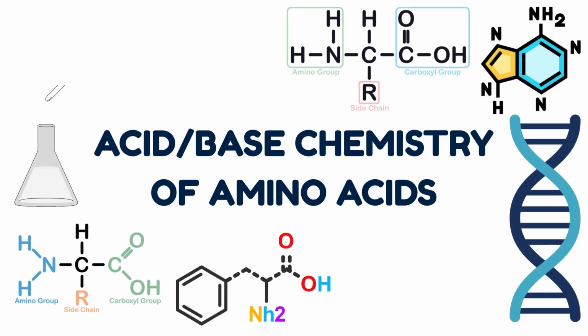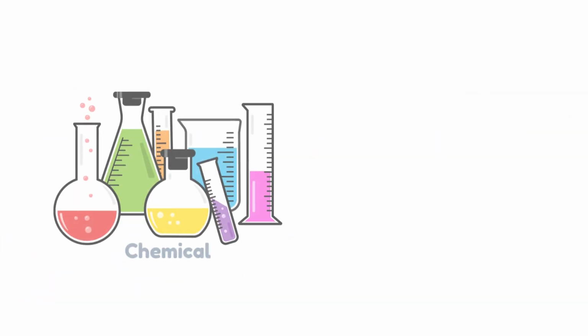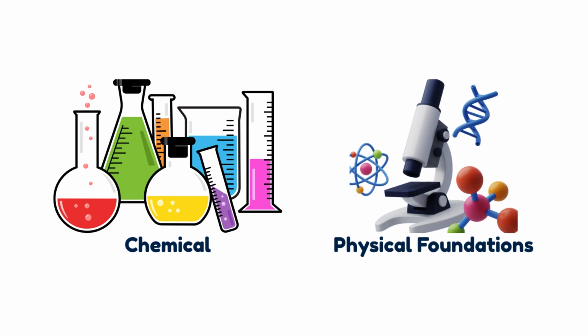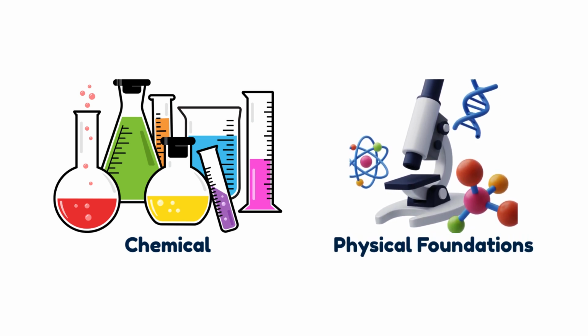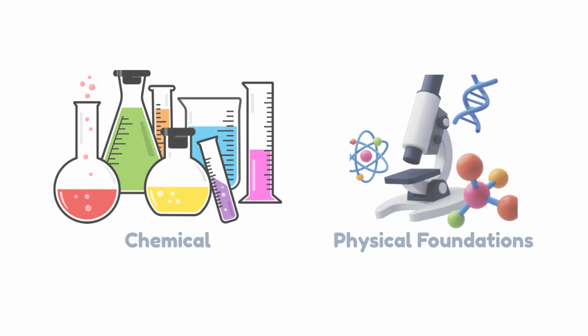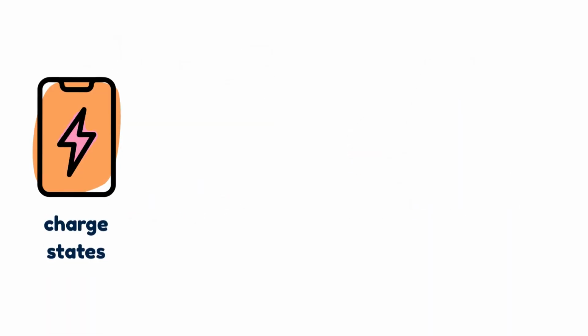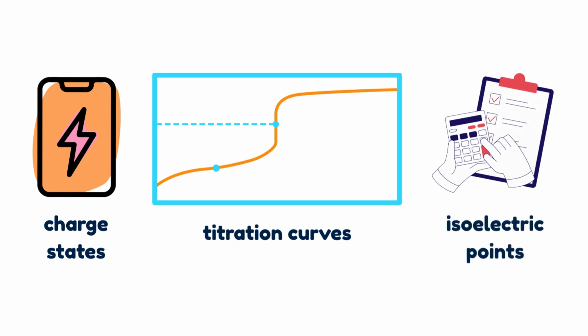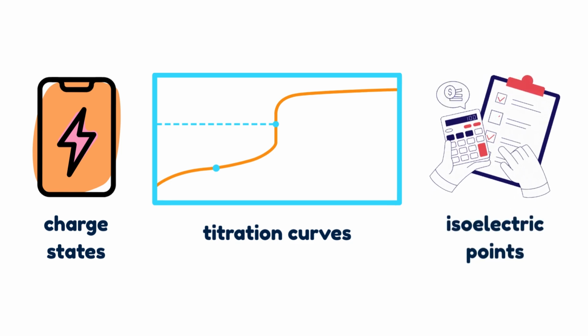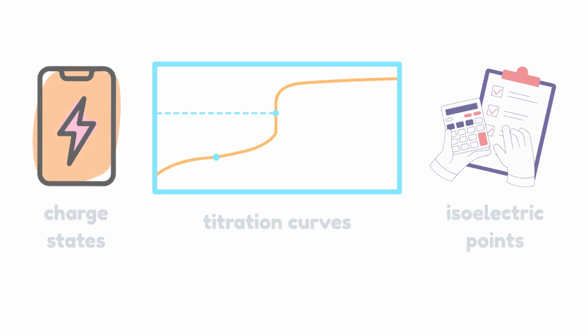Acid-base chemistry of amino acids shows up in the chemical and physical foundation section, and it's a classic source of tricky questions. The test doesn't just want you to memorize numbers, it wants you to predict charge states, interpret titration curves, and calculate isoelectric points under pressure. Let's break it down in a way that makes those questions automatic.